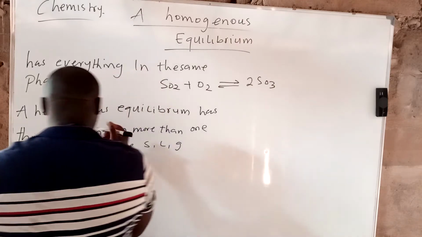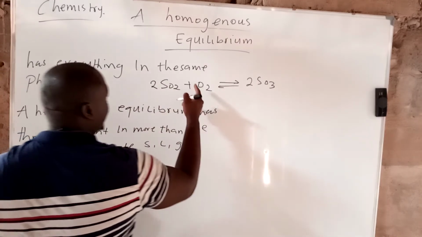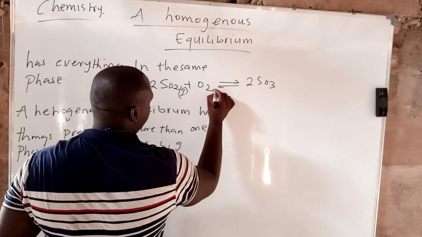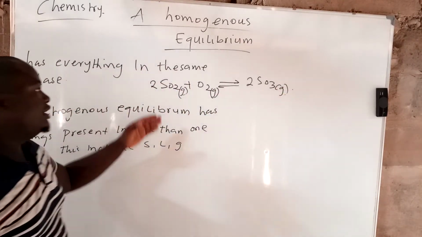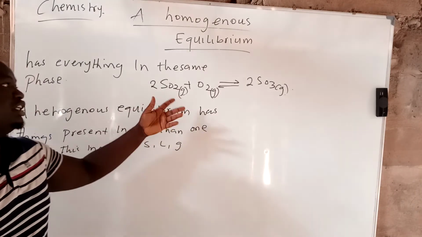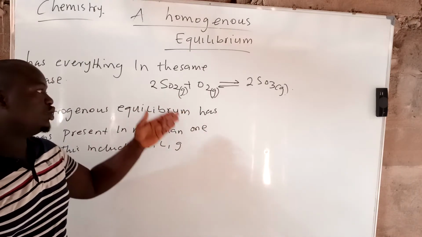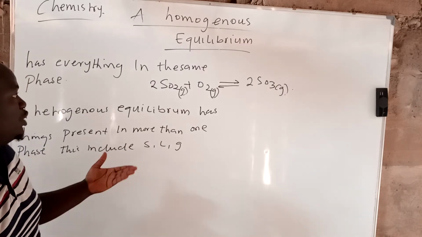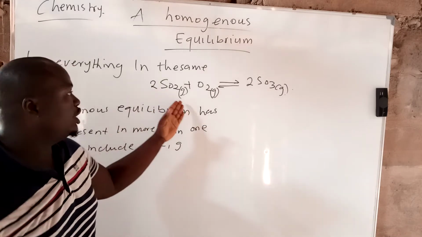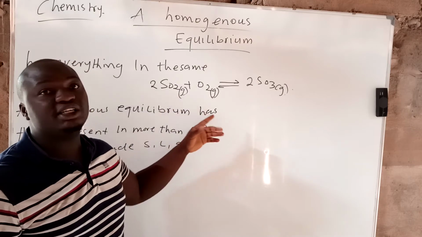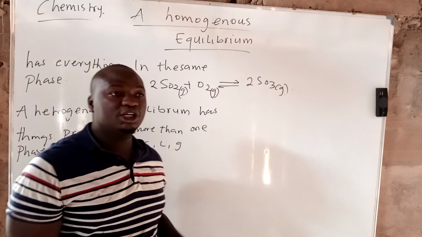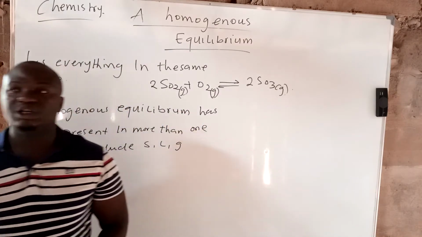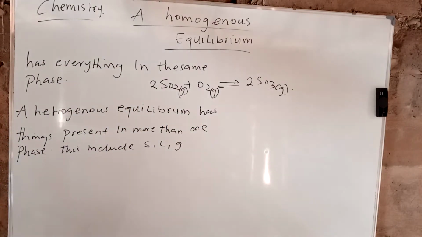Now, let me balance it. This is 2, and here is 1. This is in gaseous phase, this is in gaseous phase, this is in gaseous phase. Looking at this reaction, is it a homogeneous or heterogeneous equilibrium? Of course, this is a homogeneous equilibrium. Why? They are all in the same phase: gaseous, gaseous, gaseous. All of them are in the gaseous state.